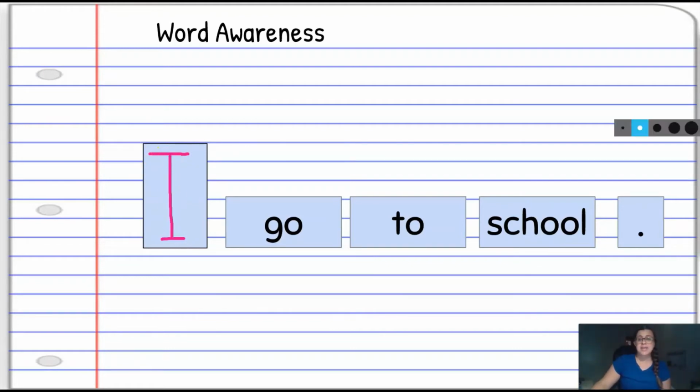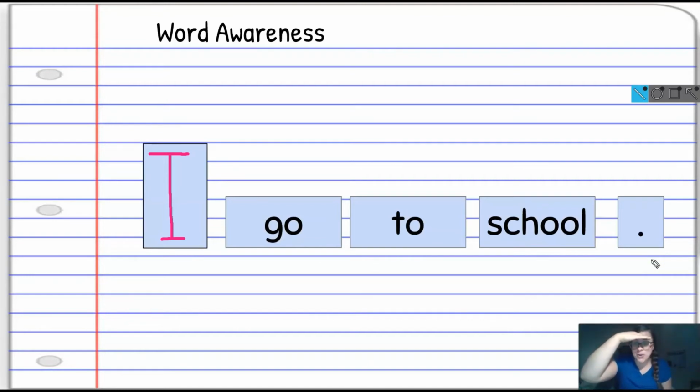I know this is the beginning of the sentence because it's an uppercase I. Now I can read my sentence completely. I go to school. I put letters together to make words, words together to make a sentence. I go to school. Period at the end, and that tells me to stop.